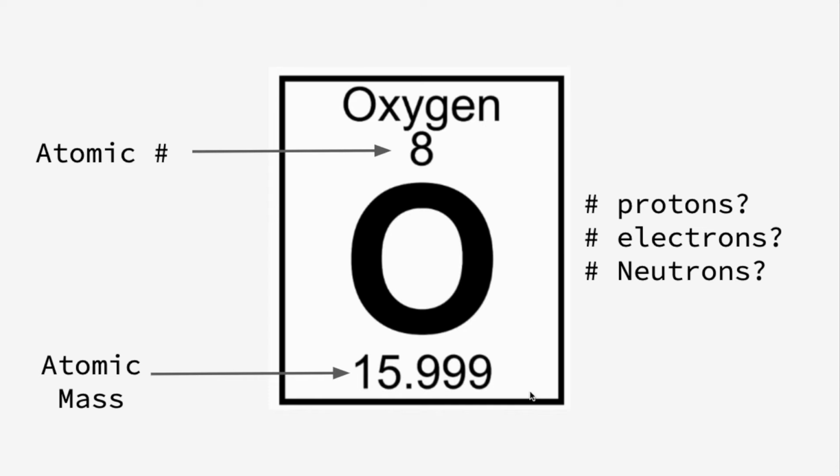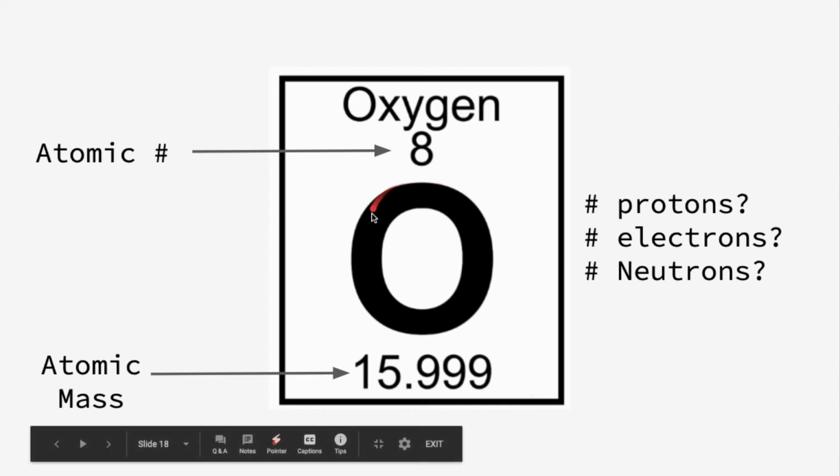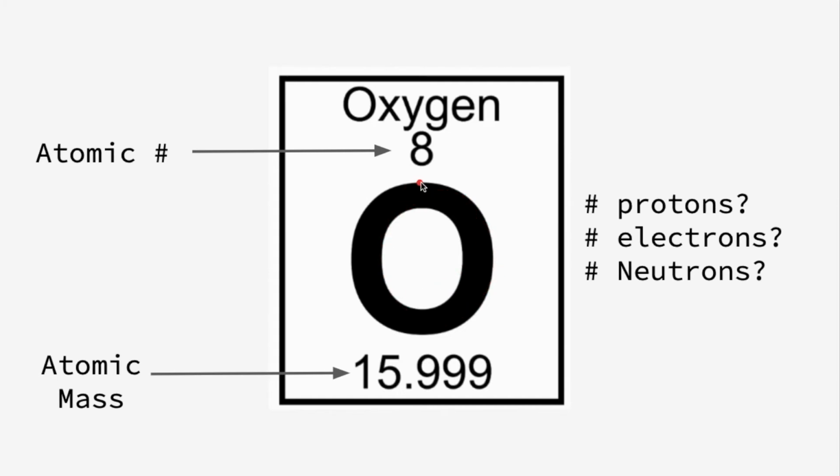Here we have oxygen, and I just got this from the periodic table. If we look here, we can tell that the symbol is going to be an O, and we also are able to identify the atomic number, protons, electrons, neutrons, and atomic mass. So our atomic number is always going to be a whole number, so in this case our atomic number is 8. Remember, your atomic number is always going to equal the number of protons. Therefore, we must have 8 protons in oxygen.